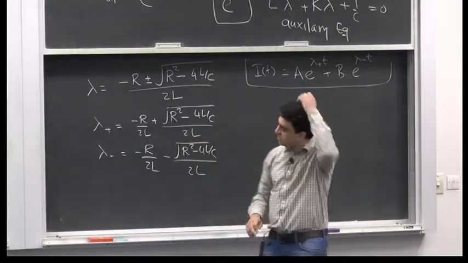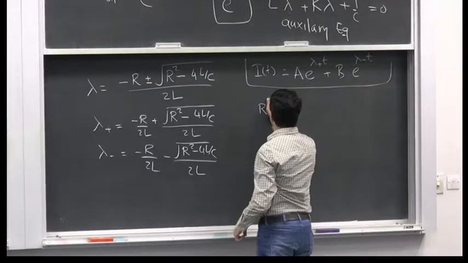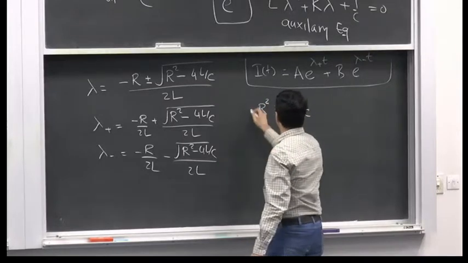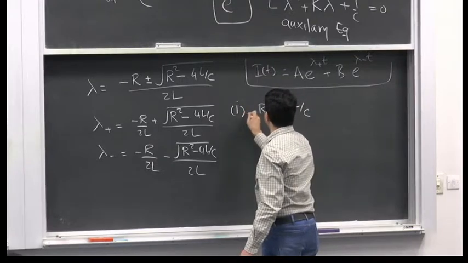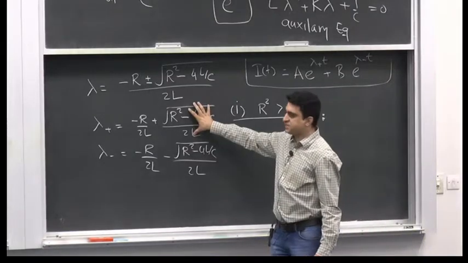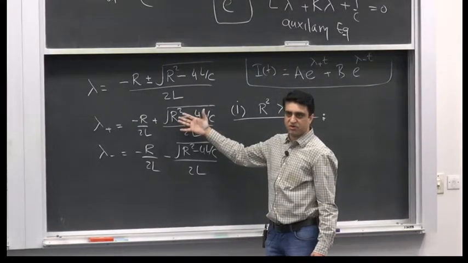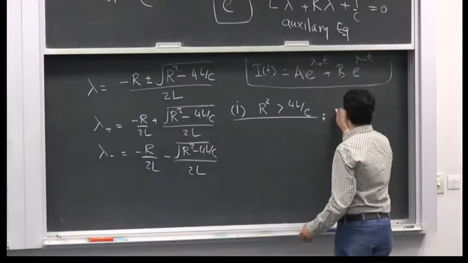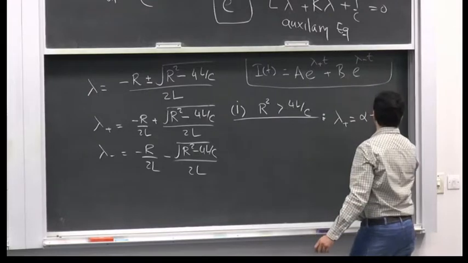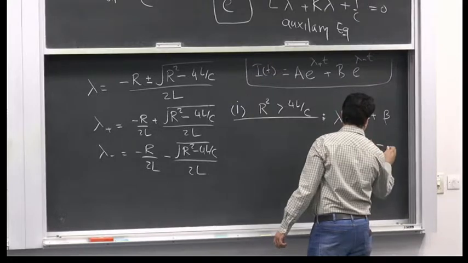Now this depends on what these values are, so you have different regimes here. For example, let me take the case where R squared is greater than 4L by C. That is case number one. This thing is larger than this thing, so the square root would give you a certain positive quantity. So lambda plus would be equal to alpha, which is this thing, plus a certain constant beta, which is that thing, and lambda minus would give you alpha minus beta.